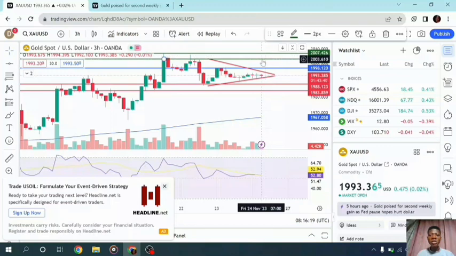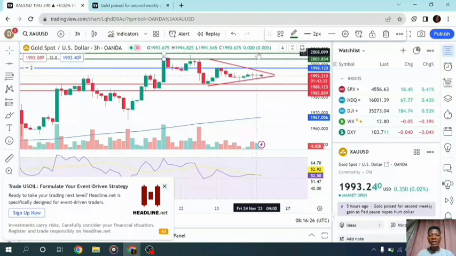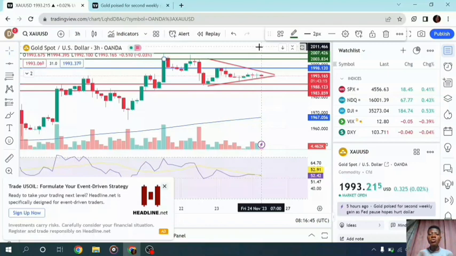So if gold is able to break this level of 2003, then we should look for further upside of 2007, and 2007 is another resistance level. Then if gold is able to break 2007 and go further to 2010 and is able to break the 2010 level, then we should look for further upside of 2050 and so on. Then we can consider the market to be on a bullish momentum. But as for now, the market is kind of fluctuating.